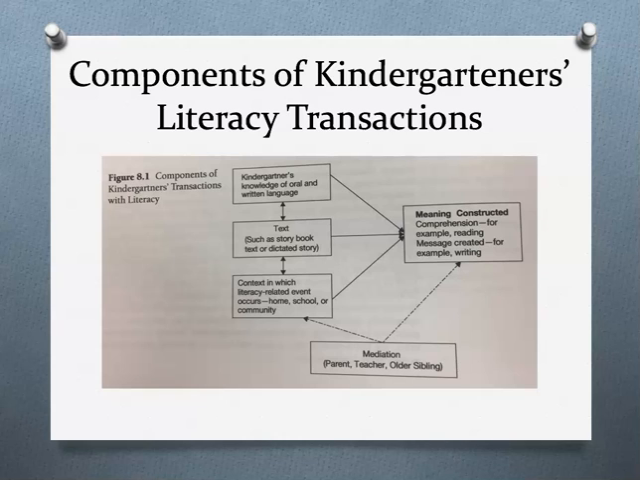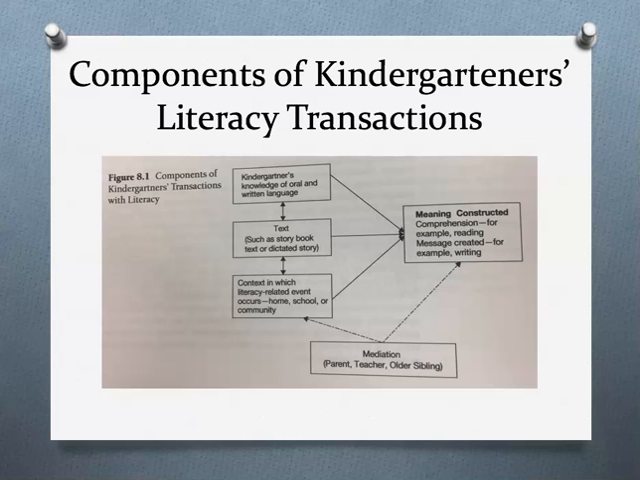Okay, so here you have a figure 8.1, and in your edition, your second edition of this book, the 2019 version, it's going to be figure 8.1 as well, but it's going to be on page 112. And it's going to look a little bit different from this in terms of the graphics, but the content is pretty much the same. So you have the kindergartner's knowledge of oral and written language, and then you have the texts that is going to be used. And the text, again, can be dictated or it can be an actual book that you're using.